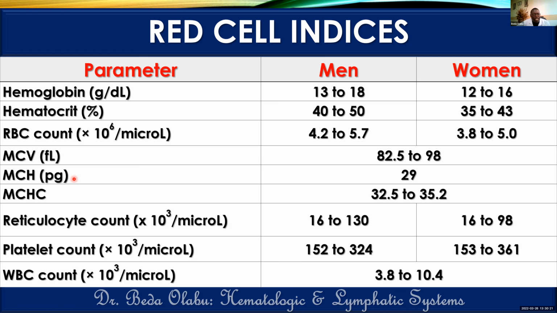The next parameter is MCH, which stands for mean corpuscular hemoglobin. We measure this in picogram. The mean corpuscular hemoglobin refers to the average amount of hemoglobin in a single red blood cell, and that is the normal amount.